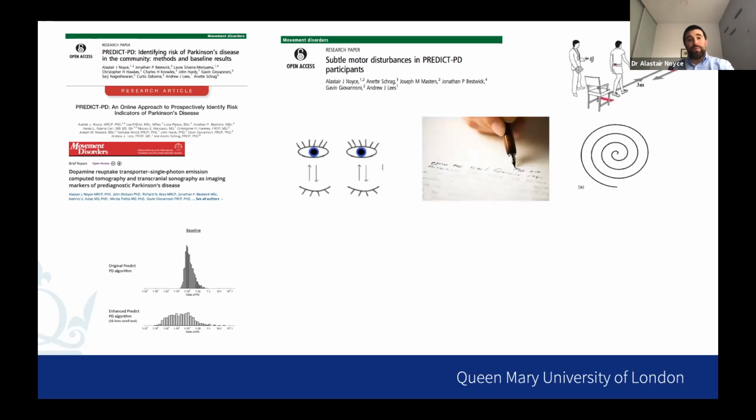And Christina Simonet, who works in my group, maybe some listeners will know, has traveled around the UK before coronavirus, seeing all of those people again 5-6 years down the line, and examining their movement again, their blink rate, handwriting, their walking. And what we're seeing is, not only do high risk people by the PREDICT PD algorithm have motor dysfunction at baseline, but they're more likely to acquire new motor features over 5 to 6 years. So some of them will be on a trajectory to Parkinson's, which I think is interesting.